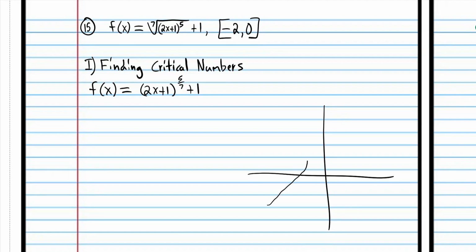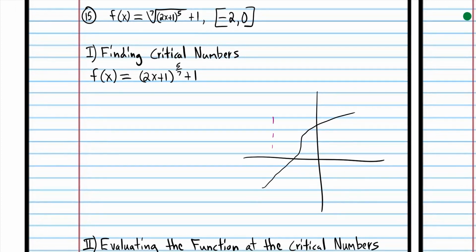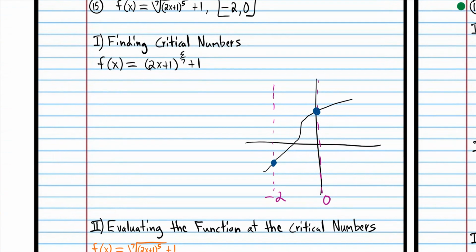But what's happening is we actually have a vertical tangent line. And we're interested in this interval, -2 to 0. Which means that these points are going to give us the possible maximum and minimum value, the absolute maximum and minimum. But what you're going to find is that here there's a part of the graph where the line tangent to that part of the graph is actually vertical. And so that's going to be a critical number.